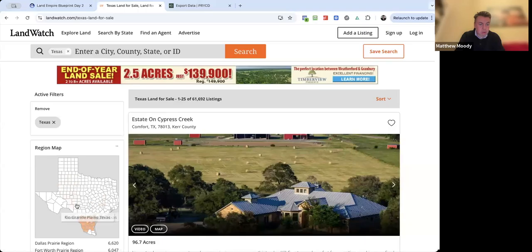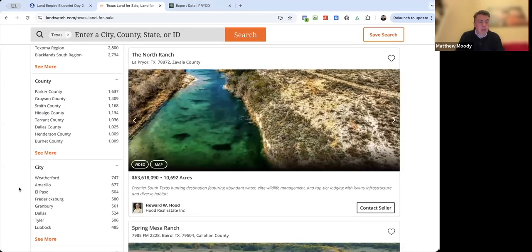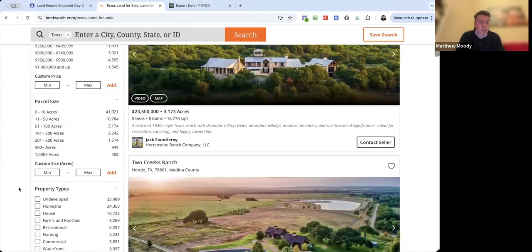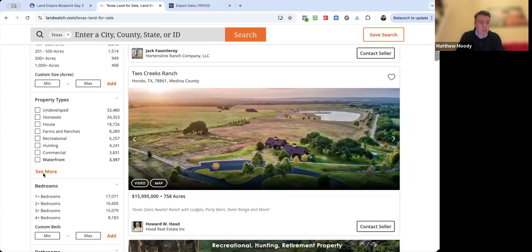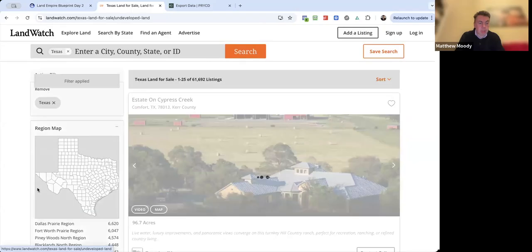So you can see here on the screen all of the counties in Texas. I mean, it's huge, just so, so big. Now, we're going to carry on down the page for now. And what we're going to do is go down to property types, click on see more. And what we're interested in is the undeveloped property type.